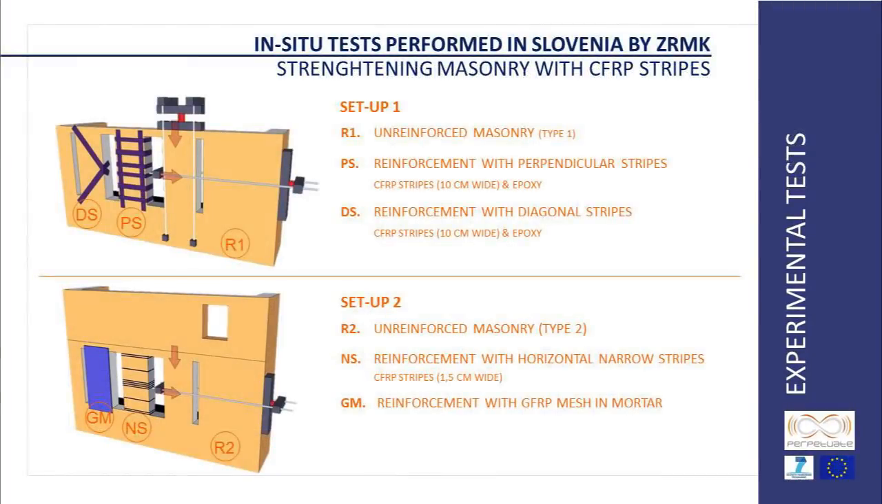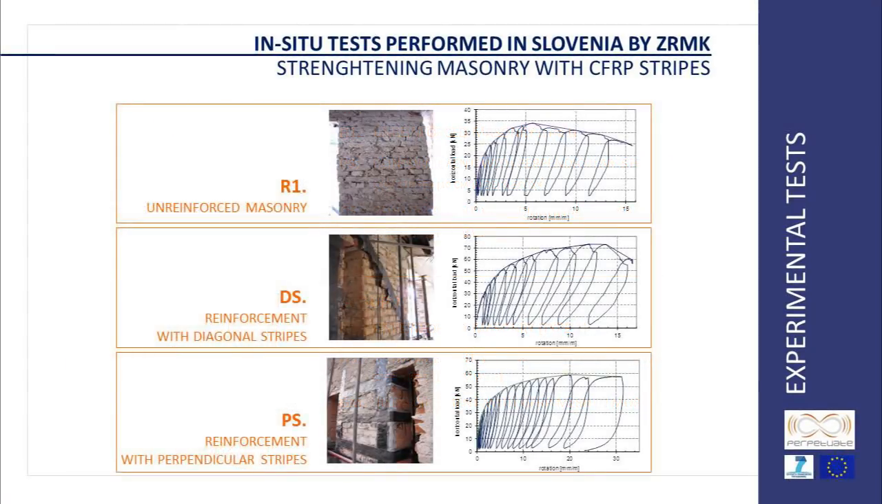In this test campaign, different strengthening techniques have been analyzed. In particular, the employment of carbon or glass fiber reinforced polymers and stripes in different geometrical configurations has been considered. All the tests have been performed in situ on 2 buildings that were going to be demolished in a few months. In the first building, sited in Slovenia, the reinforcement with diagonal or perpendicular carbon fiber reinforced polymer large stripes has been considered.